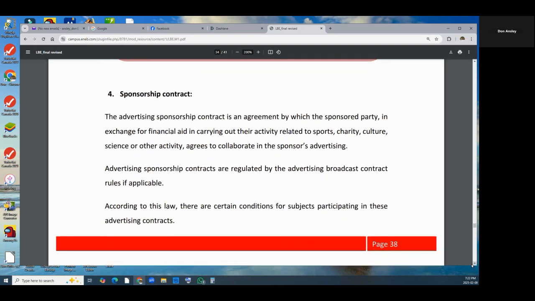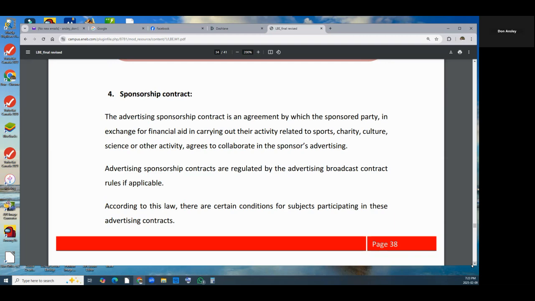Now we come to sponsorship contracts. The advertiser sponsorship contract is an agreement by which the sponsored party, in exchange for financial aid in carrying out their activity related to sports, charities, culture, science, or other activities, agrees to collaborate in the sponsor's advertising. Advertising sponsorship contracts are regulated by the advertising broadcast contract rules, if applicable.